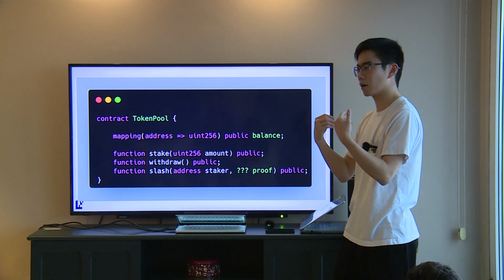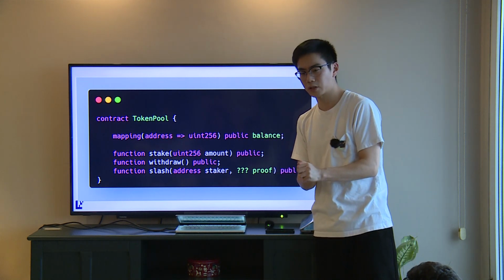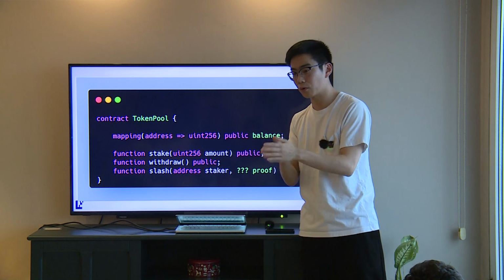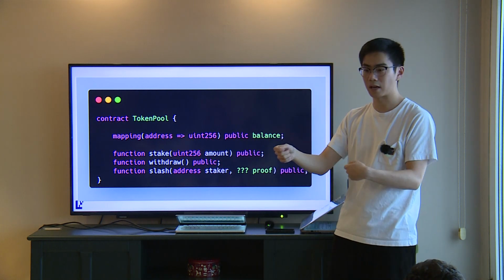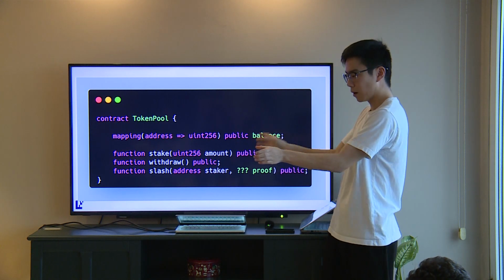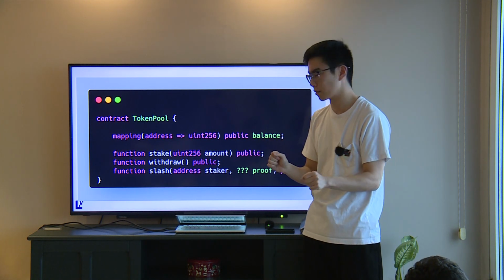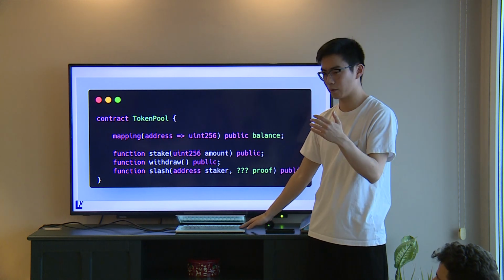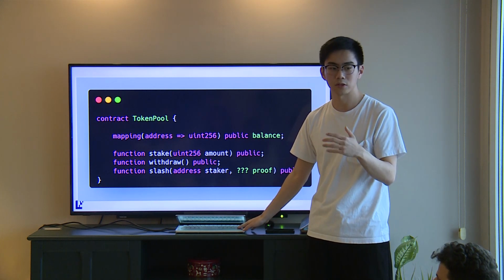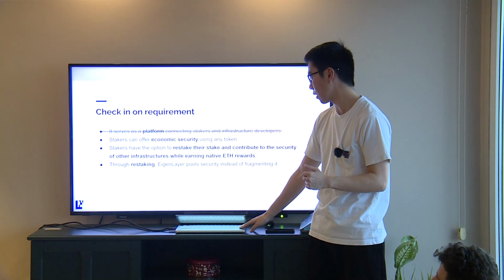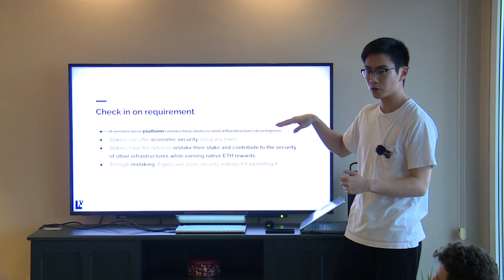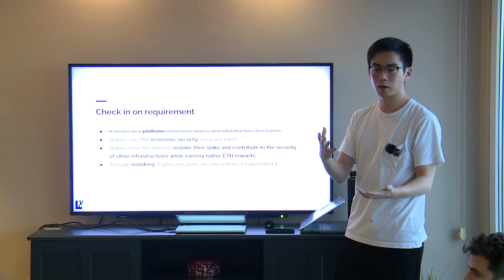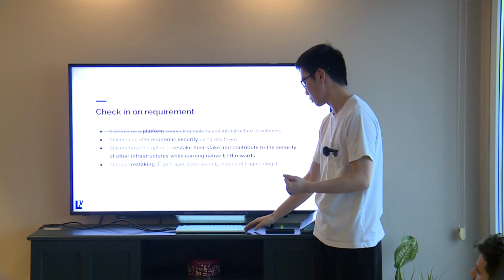So for example, if you want to bootstrap a very simple proof of stake chain, a blockchain, then you can say, hey, if this staker double signs at the same block, then I'm going to slash it. So this proof will be two block headers under the same block number. That would be one example, and you can come up with any slashing condition you want on any proof of stake system. All right, so we check off one: that entire thing, just two simple functions. We check off our first requirement, enabling this platform connecting these two parties.